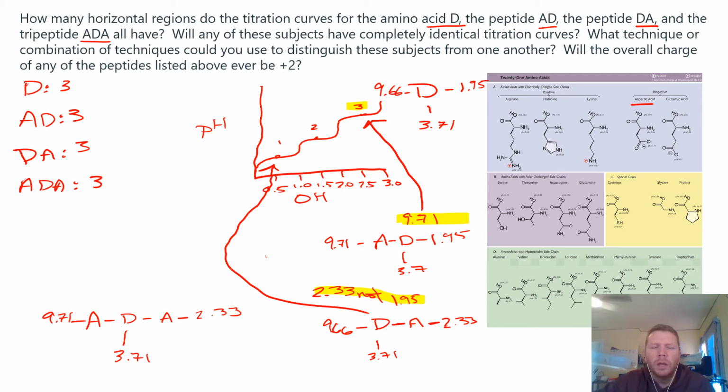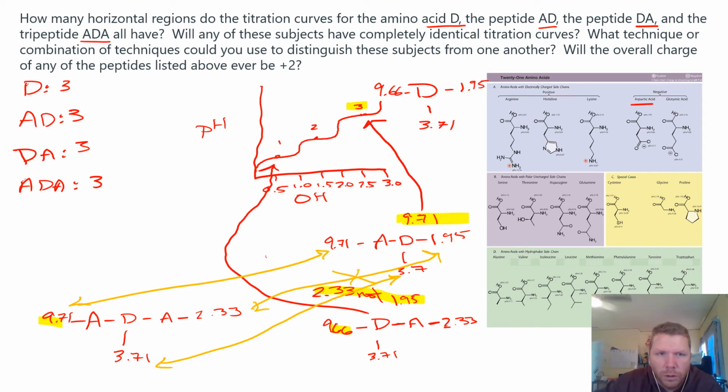Then, if you go to ADA versus DA, well, we have a difference in that this is 9.71 and not 9.66. Okay, well, where have we seen 9.71? I'm going to be drawing a bunch of arrows here. These are identical. These are identical. But these are not identical. Okay, so the answer to the second part of the question is no. Okay, but my answer there is no.